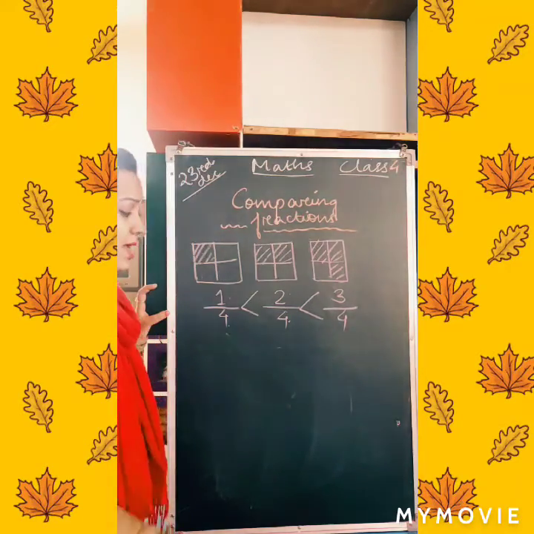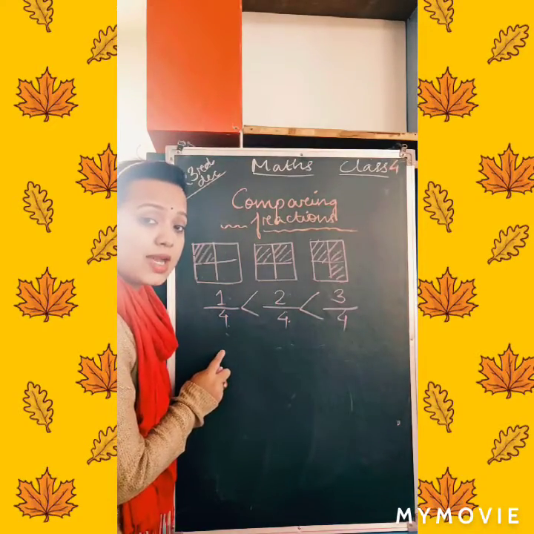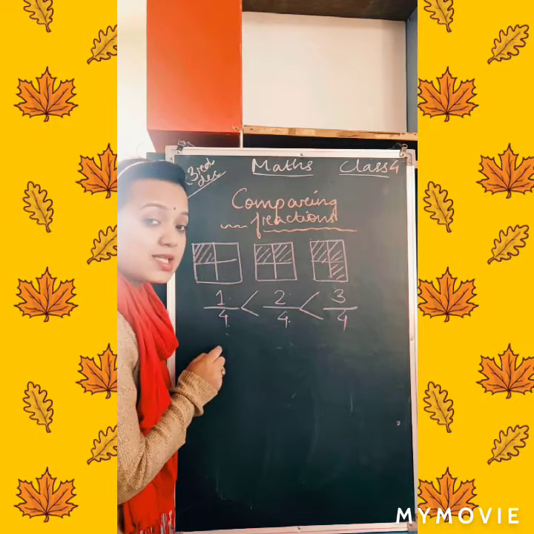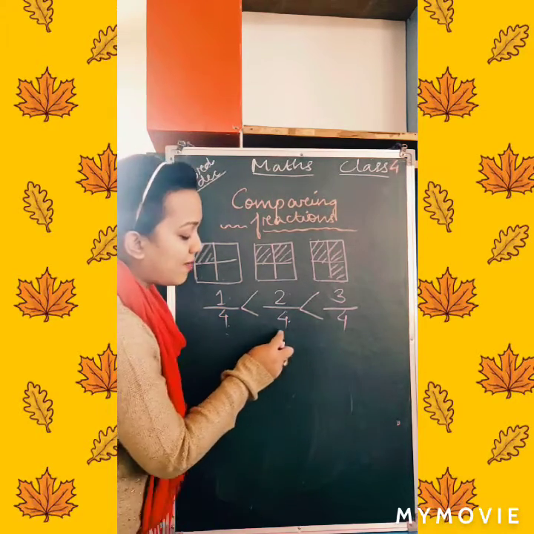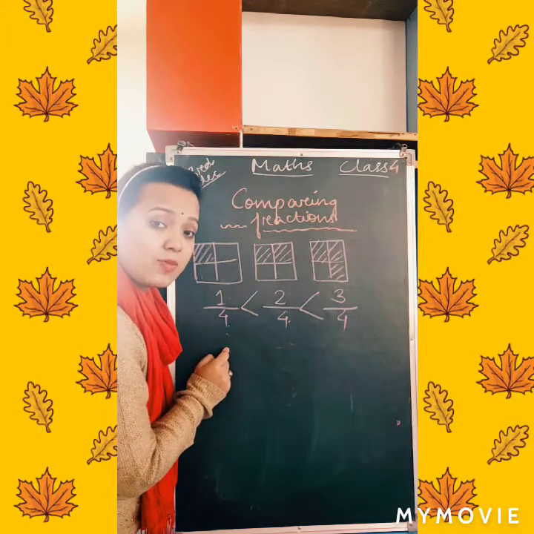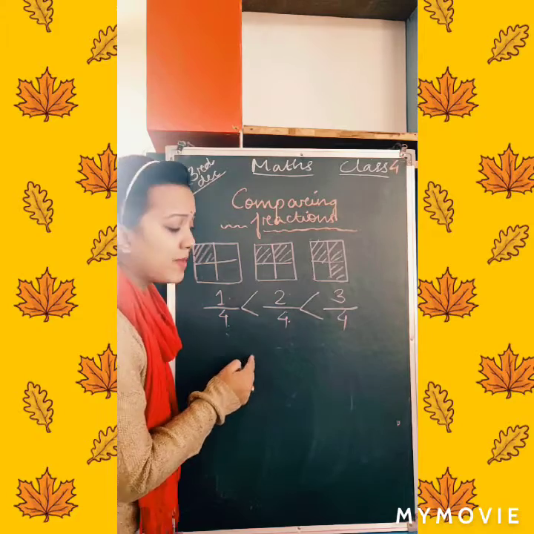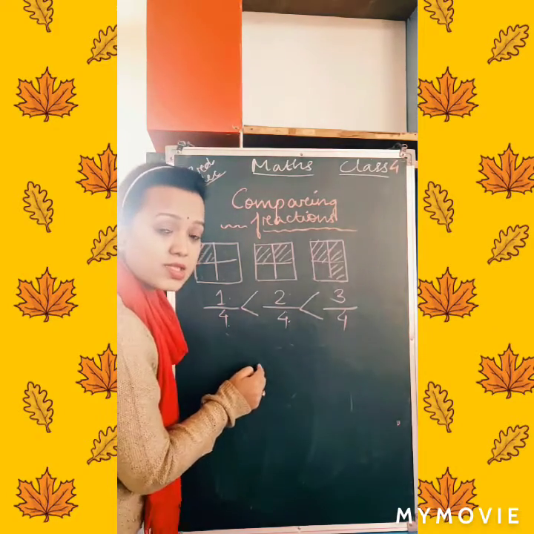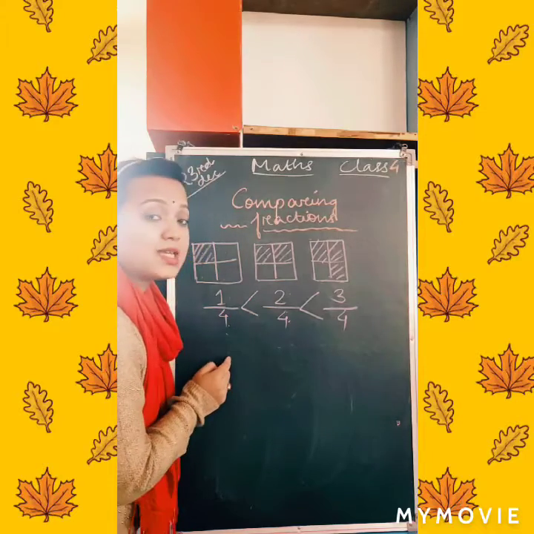Now, after observing this figure, what did you understand? What is the thing that you understood? This is nothing but these are all like fractions. Remember, like fractions are those having the same denominators. So, these fractions have the same denominator 4. So, all these are like fractions. What is the thing that you got to know after observing this figure?